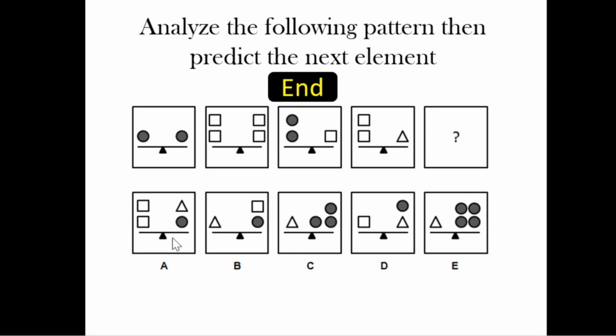For the first option, that is not correct because it's not balanced, and for the reason that it violates this fourth image. One triangle has the same weight as two squares. So if you add one circle here, then it makes it unbalanced, so that cannot be the answer.